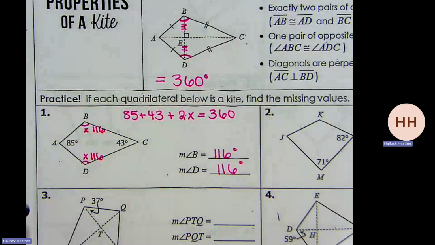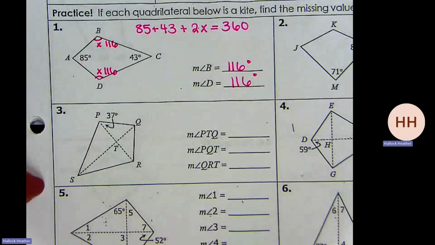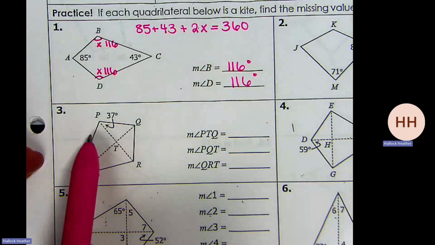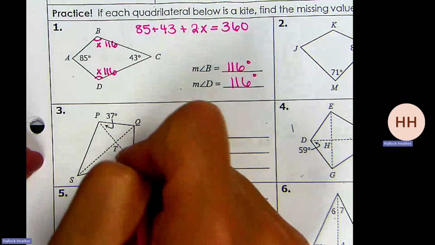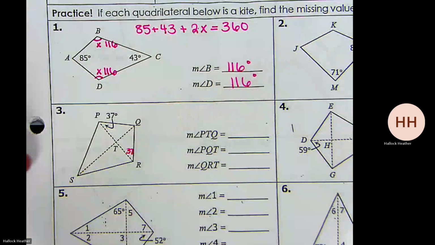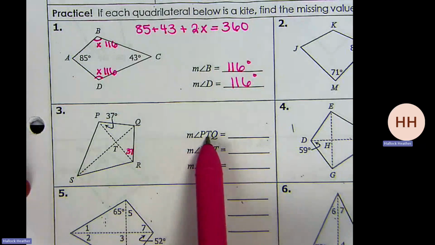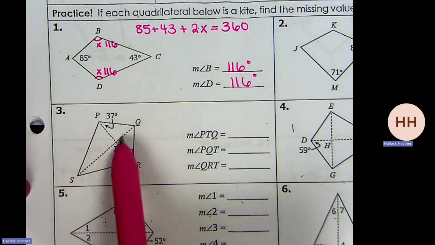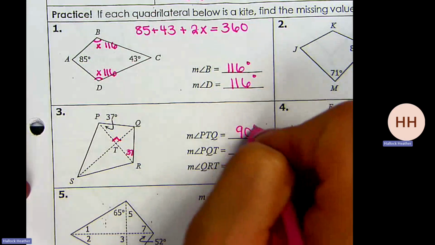Let's go down to 3. Number 3 has a kite. Now I have diagonals. I know that this is 37 right here. It is not an angle bisector, but I can put 37 right here. So let's start with what I have. P, T, Q. If I go in order from P to T to Q, what is this inner angle going to be? 90. So that's 90 degrees.